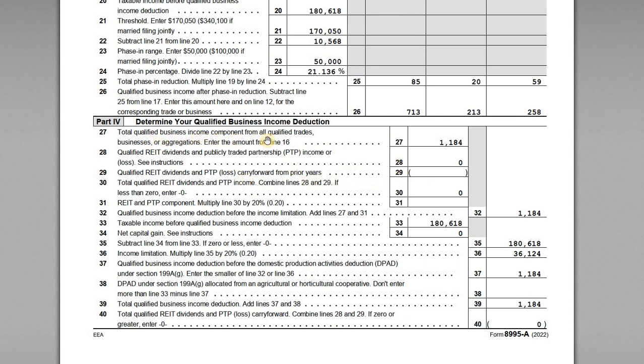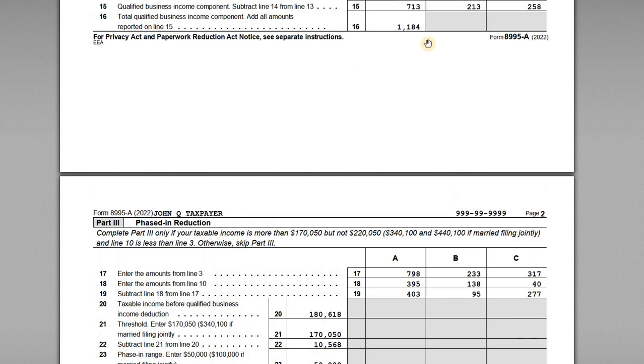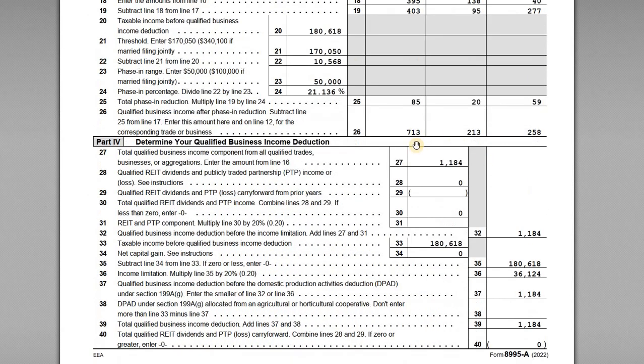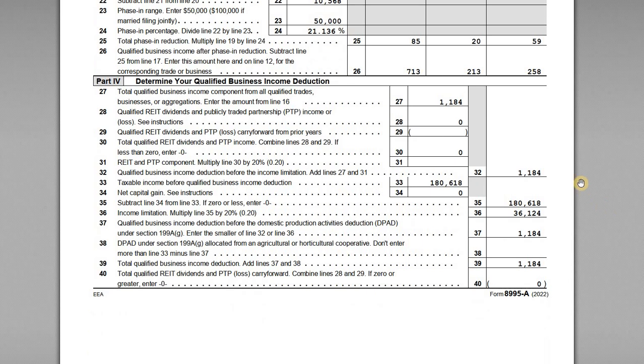So the total qualified business income from all qualified trades or businesses, that's the line 16 amount that we saw up here on page 1. So 1184 transfers down here. If we had any income from REIT investments, so if you have Section 199A dividends reported on your 1099-DIV, you might have some 199A dividends from REITs, or if you have 199A QBI amounts coming through from PTP investments, you would see that on your PTP K-1. You might have some amounts here. In our case, we don't, so we don't have any REIT or PTP components. So the 1184 is the only QBI amount that we're working with.